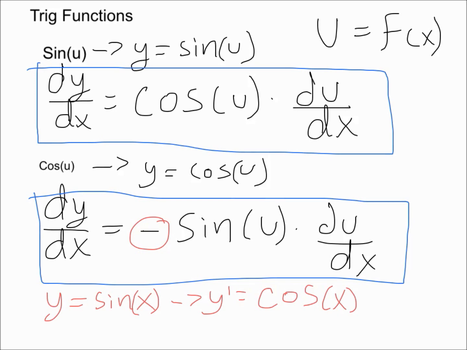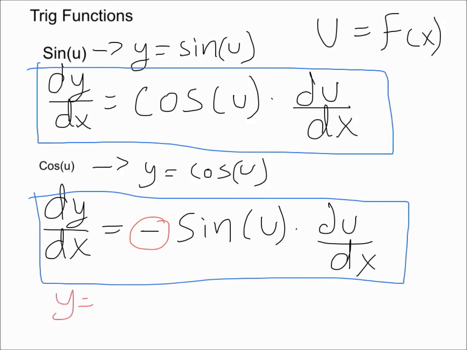Now for the other case, if the function was cosine of x, then using the formula that's here, y prime would be negative sine of x. So be careful about that. It's not sine of x, it's negative sine of x.